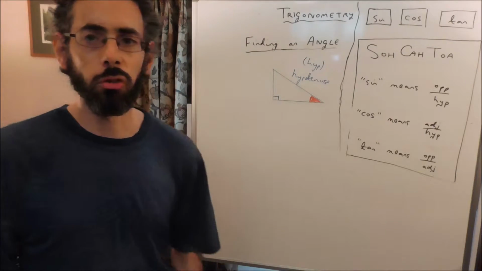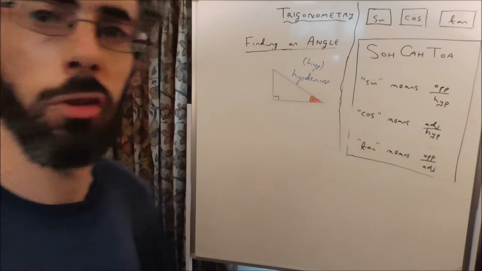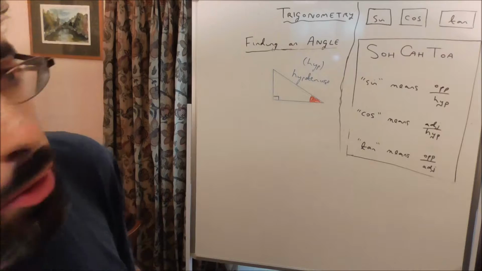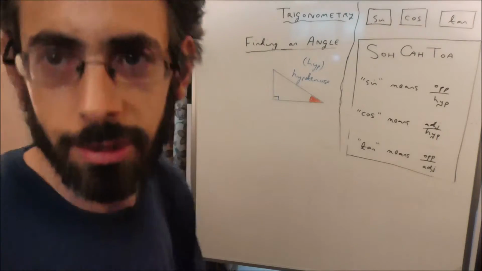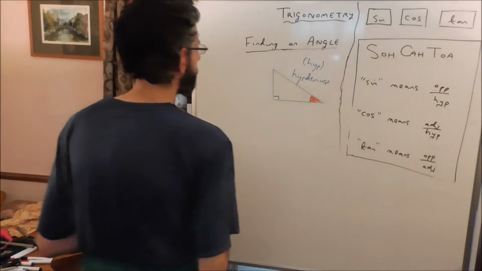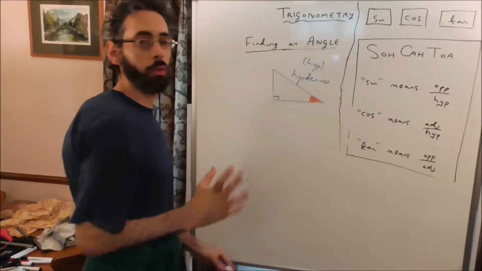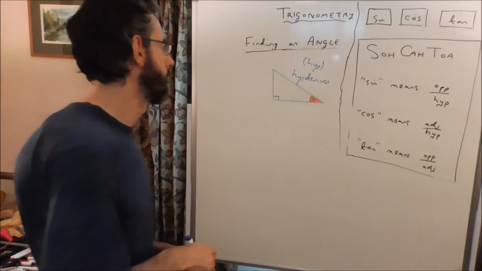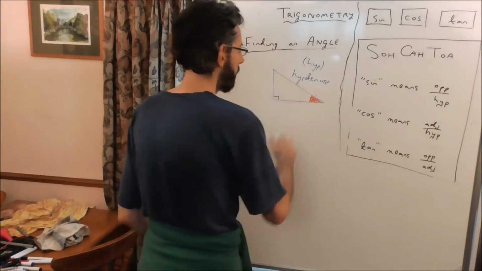The names we give to the two shorter sides are opposite and adjacent. Adjacent just means next to. Opposite just means opposite. The names we give to those two sides depend on which angle we're considering in the question. So let's say we're focusing on this red angle here.